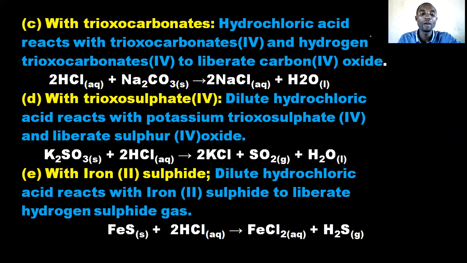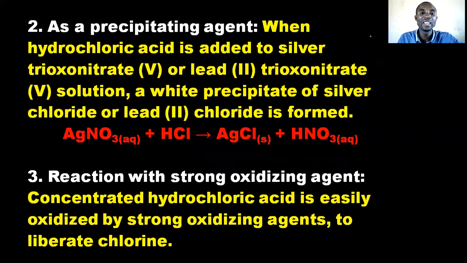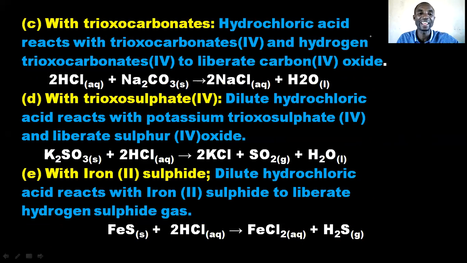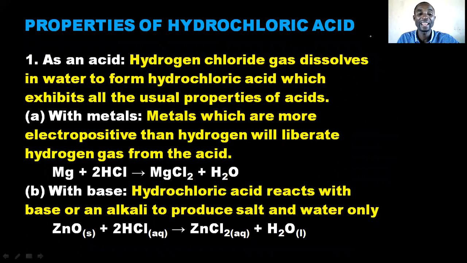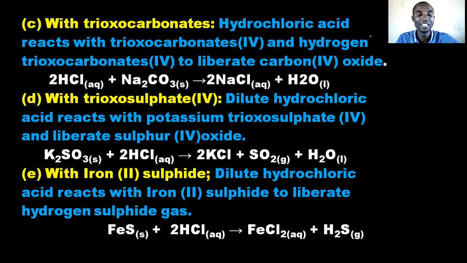Now, hydrochloric acid also can react with iron(II) sulfide, and when it reacts with iron(II) sulfide, it will liberate hydrogen sulfide gas, as is being represented in the equation below. These are the reactions we have discussed. Number one is as an acid. Look at it as an acid. It undergoes all these reactions, A, B, C, D.